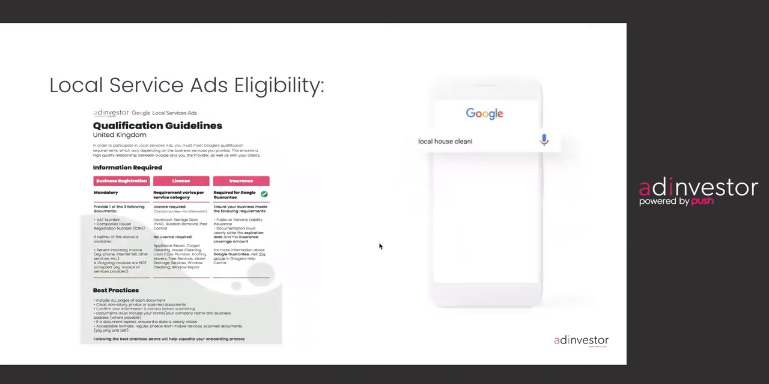Eligibility. Now, there are a couple of requirements in order to get on Local Service Ads. So the first one is your business registration, which is mandatory. And for that, we need one of the 3 following documents. Either your VAT number, if you're VAT registered. If you're a limited company, we need your customer registration number with Companies House. And if neither of the above is available and you're a sole trader, we would need a recent incoming invoice, so either phone, internet, utility bill, gas, water, or electric.